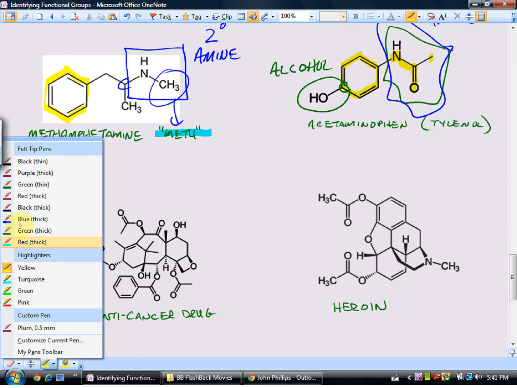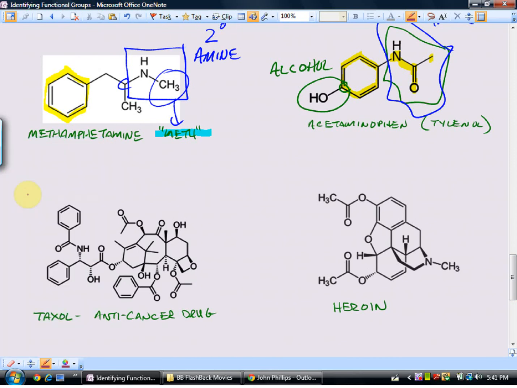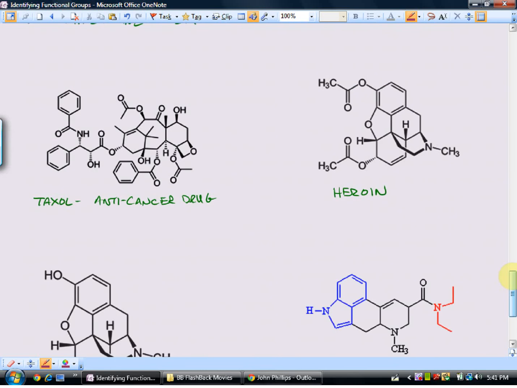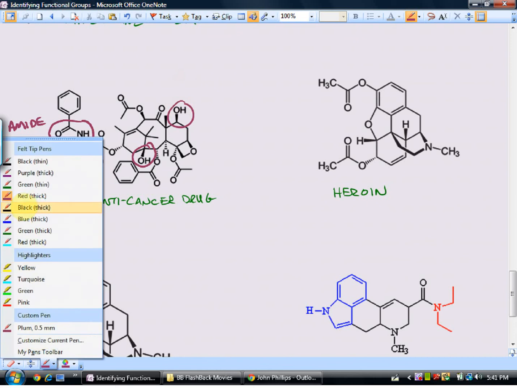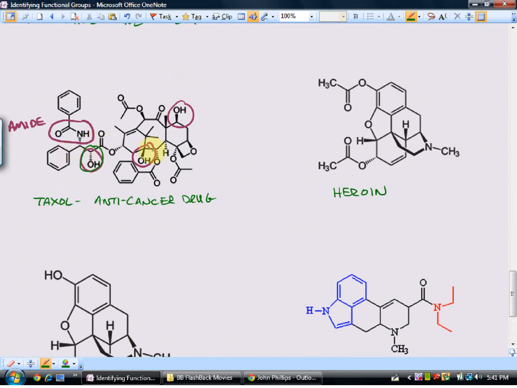Whoa! Really quickly here, Taxol. Taxol is a naturally occurring substance found in yew trees that has been shown to be very effective at killing certain types of cancers, particularly breast cancer and ovarian cancer. And boy, we've got quite a few functional groups here. Can you pinpoint those? Okay, so I'm going to do this really quickly. I hope you recognize that as amide. I hope you recognize that, and that, and that as alcohols. So this, and this, and this, alcohol.